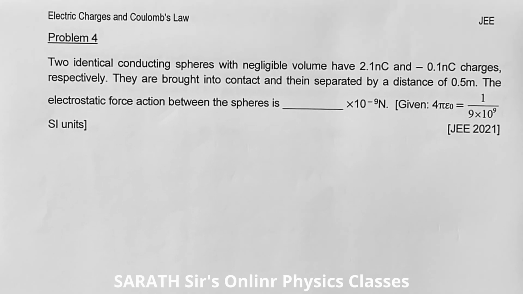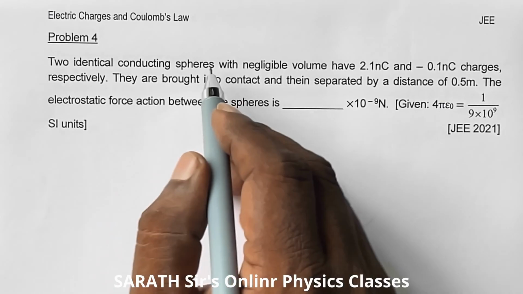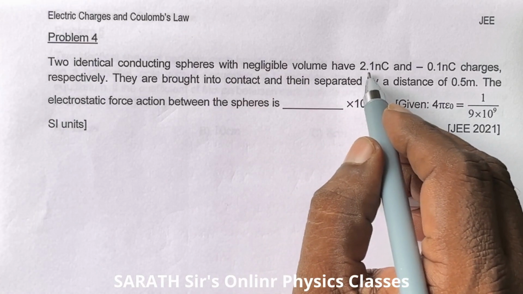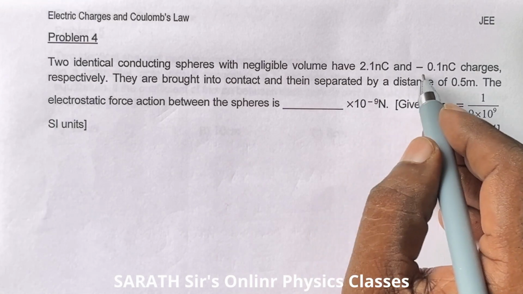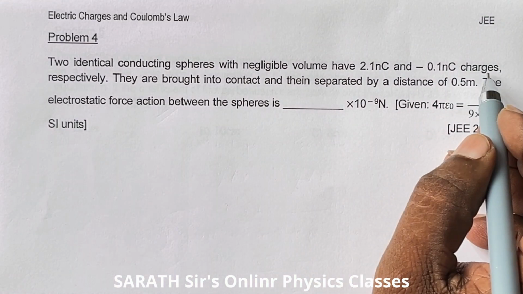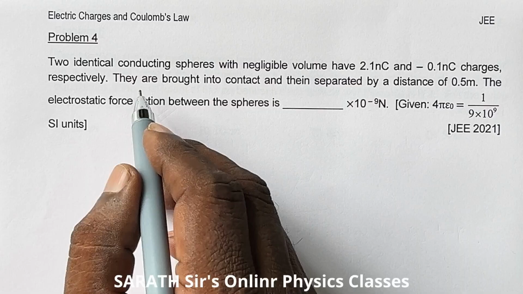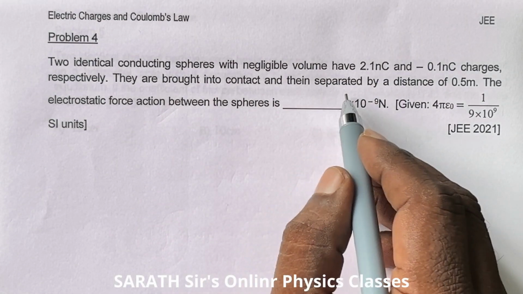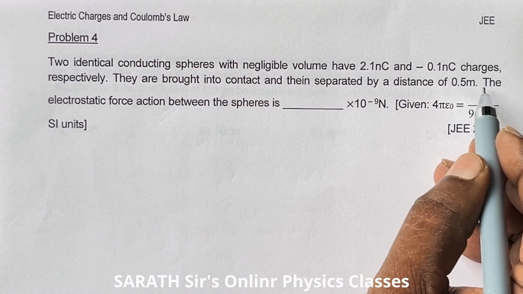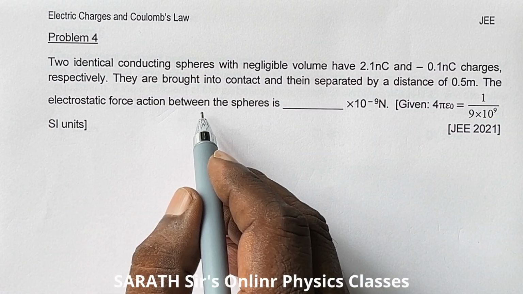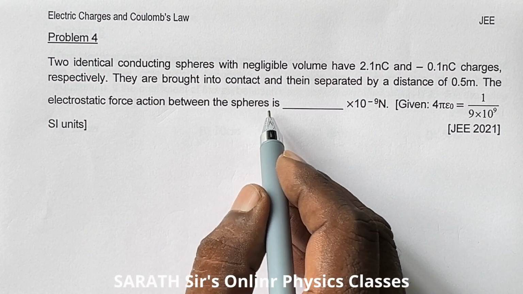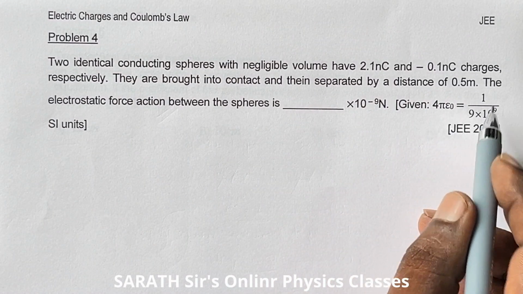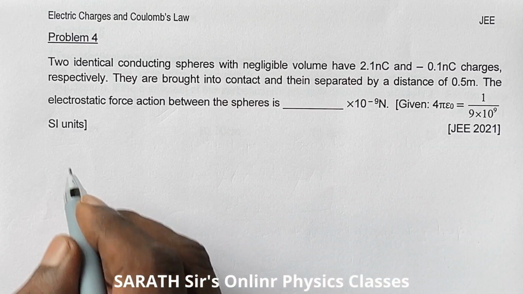In this problem, two identical conducting spheres with negligible volume have 2.1 nanocoulomb and minus 0.1 nanocoulomb charges respectively. They are brought into contact and then separated by the distance 0.5 meter. The electrostatic force acting between the spheres is dash into 10 power minus 9 Newton. 4 pi epsilon naught is 1 by 9 into 10 to the power of 9.